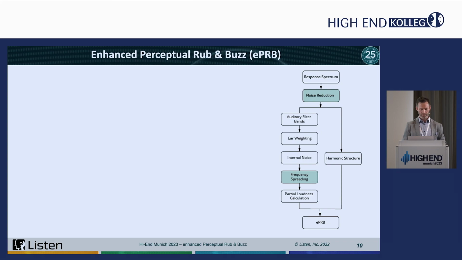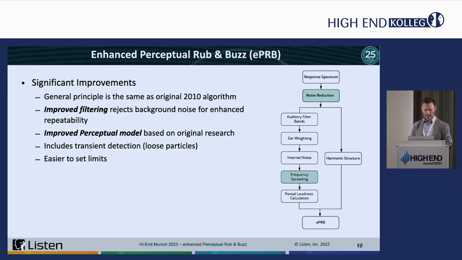So the overall structure of the algorithm is pretty much similar to the original rub and buzz algorithm, and you have the highlighted parts here where there have been major changes since the prior version. So we have improved filtering, as you can see here, and we have an improved perceptual model, which is pretty much based on the already known algorithms, and then a lot of original research done at Listen Inc. So it makes it a lot easier to work with, and it makes it really easy to set your limits here.